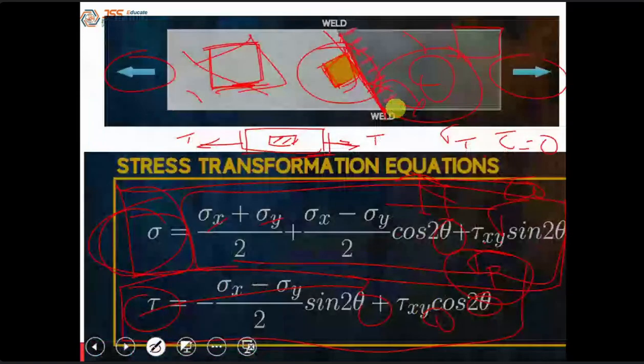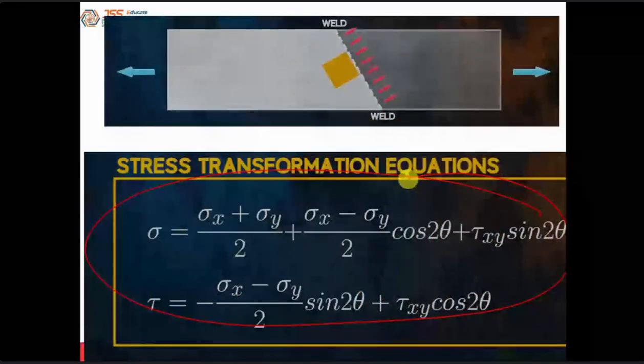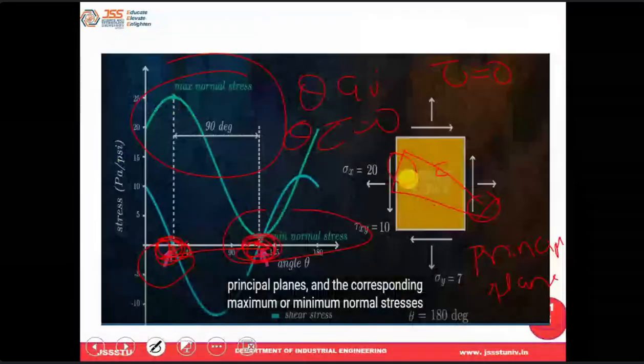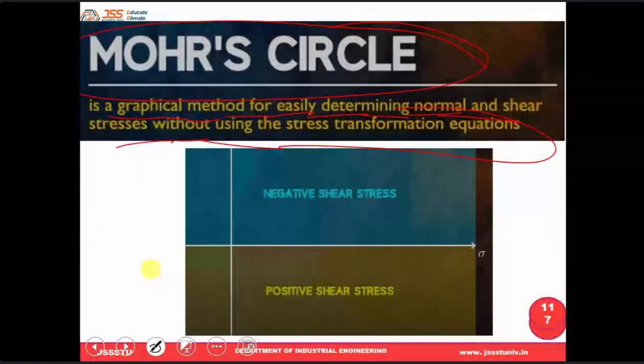Which is the stress transformation equation? This is the stress transformation equation. Is it clear? Yes sir. Okay, so let me see then how these things work in the graphical way.